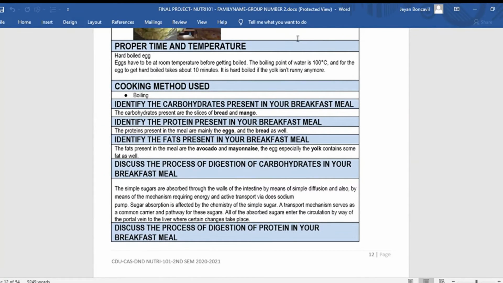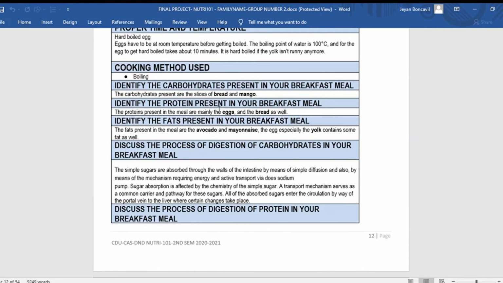So the proper time and temperature for the meal, or for the boiled eggs specifically, is the eggs have to be at room temperature before being boiled, and the boiling point of water is 100 degrees Celsius. And for the egg to get hard boiled, it takes about 10 minutes. So you have to make sure that the yolk isn't runny anymore. So the carbohydrates present in the breakfast meal are the bread and mango. And the proteins present are the eggs, and the bread also has protein as well.